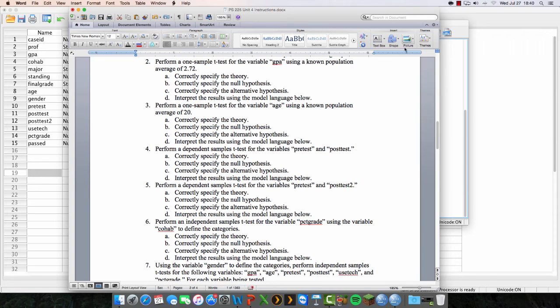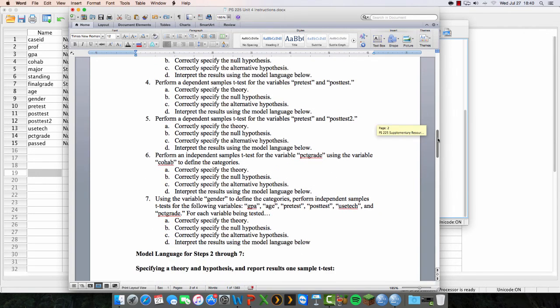Okay, moving on to number 6. We want to perform an independent samples t-test for the variable percent grade using the variable cohab to define the categories. So what would our theory be here? Our theory would be maybe that people who are cohabitating have lower percentage grades in the class. Maybe our theory would be higher. It doesn't matter, as long as you have some theory to test and your hypothesis conforms with that. What we're really interested in is the hypothesis testing.